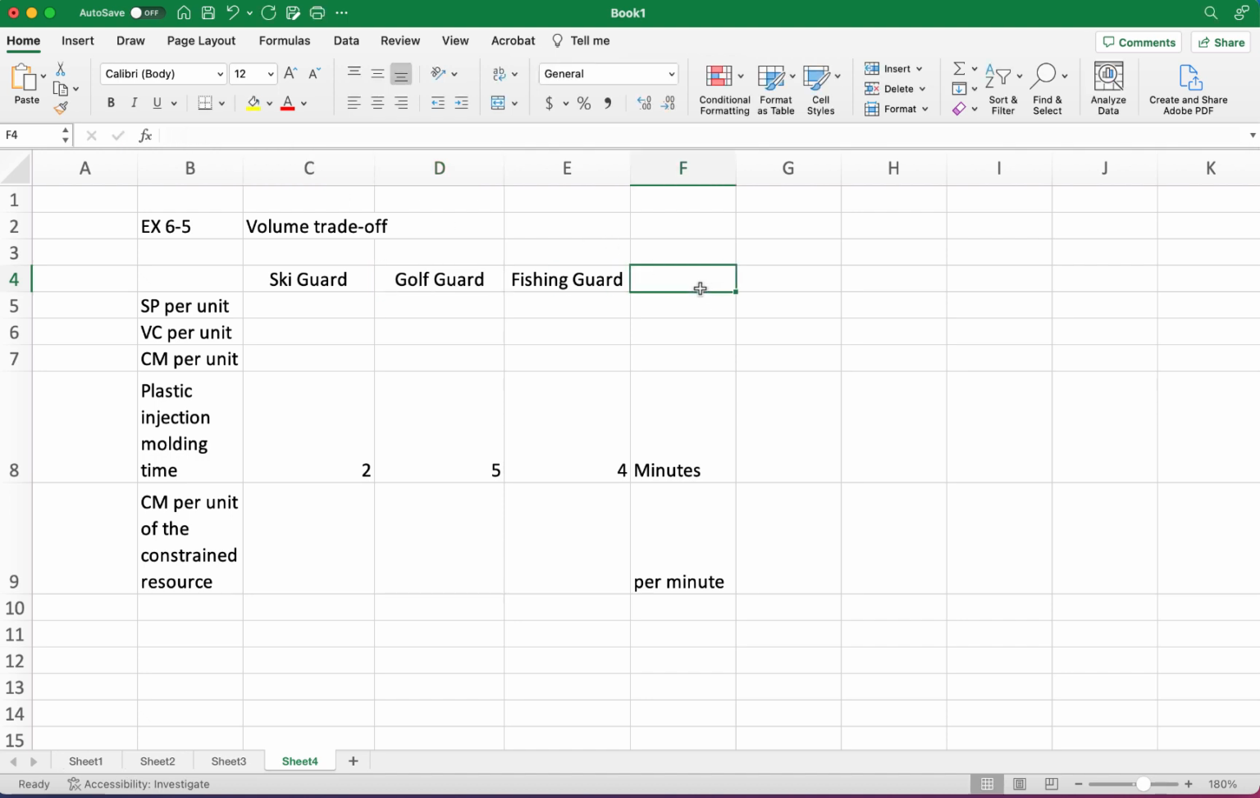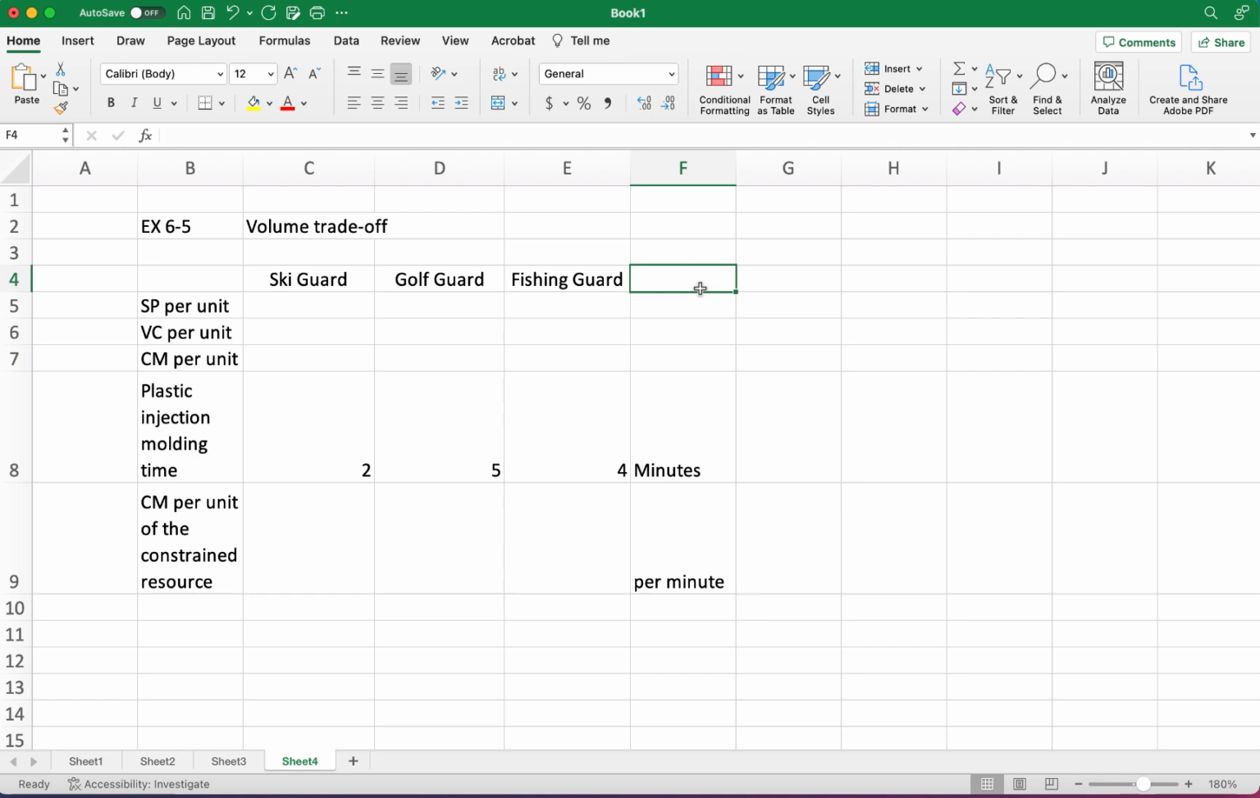They provide us with the selling price per unit, the variable cost per unit, and then they tell us the plastic injection molding machine processing time required to make 1 unit. It takes 2 minutes on the machine to make a ski guard, 5 minutes to make a golf guard, and 4 minutes to make a fishing guard.